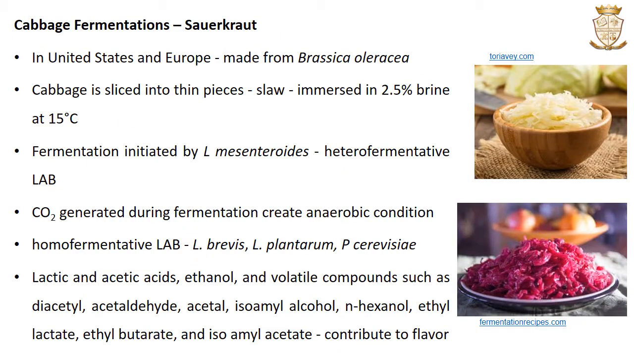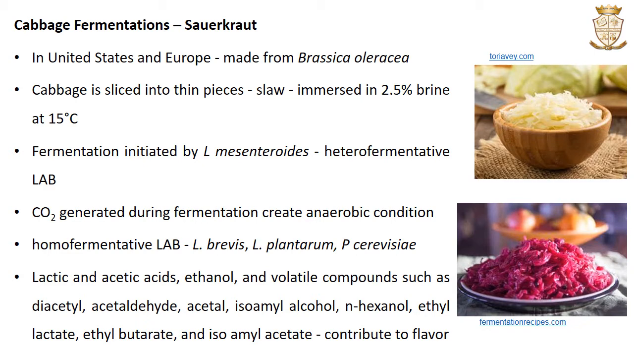Now we will discuss different vegetable fermentations. Coming to cabbage fermentations, sauerkraut. This is an example of the commercial production of fermented cabbage, mainly in the United States and Europe. To prepare sauerkraut, cabbage is sliced into thin pieces known as slaw, and this slaw is immersed in 2.5% salt at a temperature of about 15 degrees Celsius. During this period, the slaw must be completely immersed in the brine to prevent it from darkening.